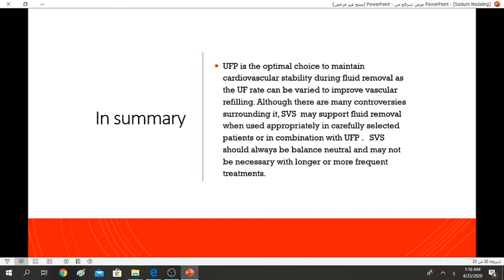In summary, ultrafiltration is the optimal choice to maintain cardiovascular stability during fluid removal, as the ultrafiltration rate can be varied to improve vascular refilling. Although there are many controversies surrounding it, sodium variation system may support fluid removal when used appropriately in carefully selected patients or in combination with the ultrafiltration profile. Sodium variation system should always be balanced neutral and may not necessarily be needed with longer or more frequent treatment.